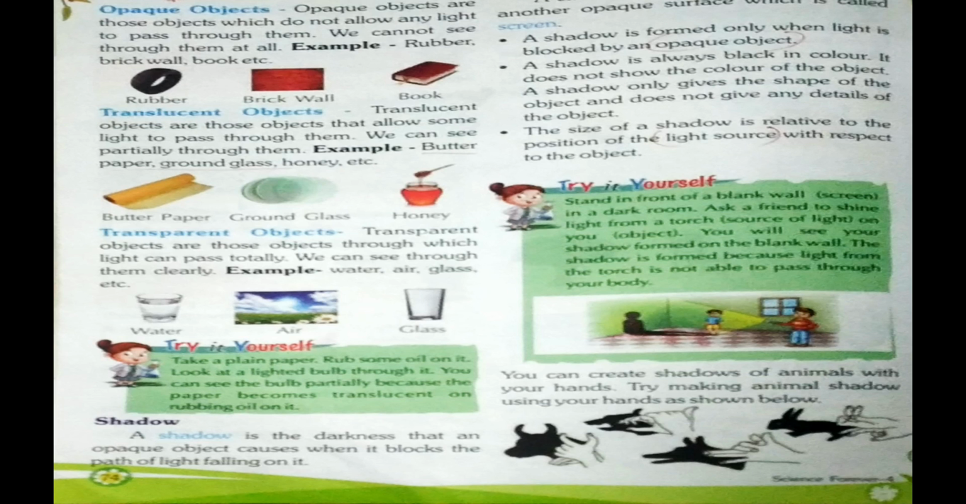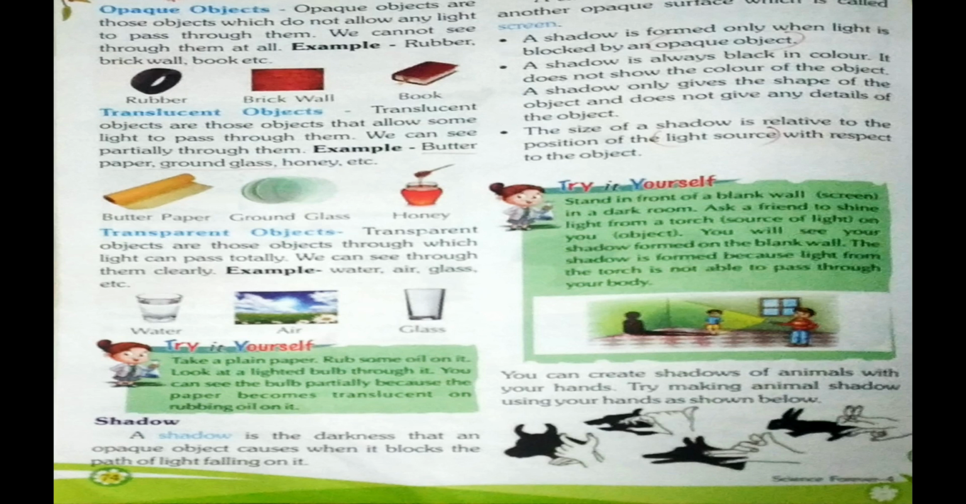Next is transparent objects. Transparent objects are those objects through which light can pass totally. We can see through them clearly. Example, water, air, glass, etc. These are the examples of transparent objects.